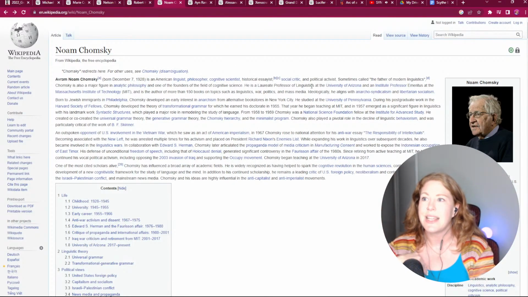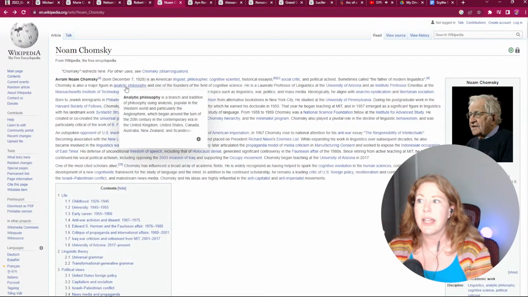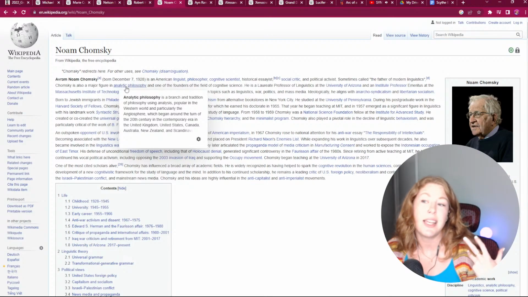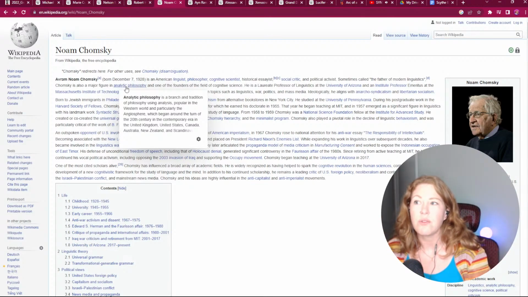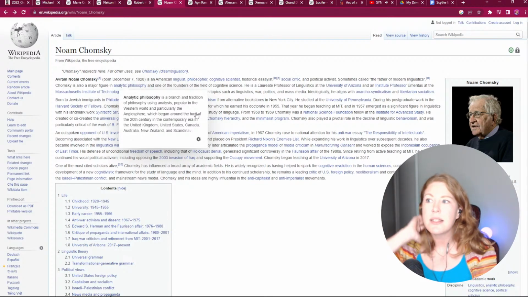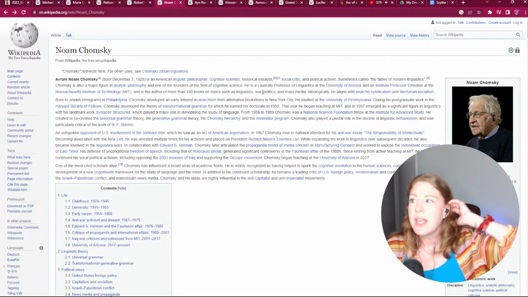He's an essayist and political activist, sometimes called the father of modern linguistics. He's a major figure in analytic philosophy, which, just to explain that a little bit more, is a branch and tradition of philosophy using analysis, which began around the turn of the 20th century. So just kind of like analyzing language and how it relates to society and politics. He's a current professor of linguistics at University of Arizona.